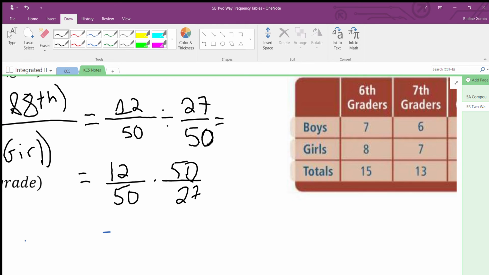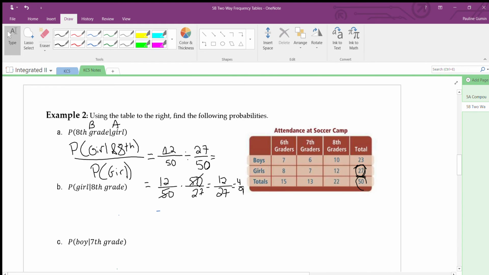Okay. We will cross off those 50s because they reduce. And then we can actually reduce 12 over 27. I'm going to do that separately. That reduces to 4 over 9. So that is our probability of picking a girl given they're an 8th grader. Okay, wonderful. Let's switch that around.